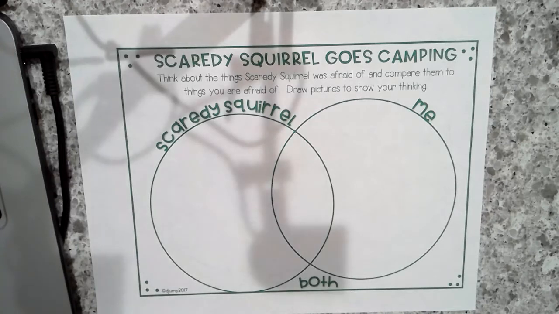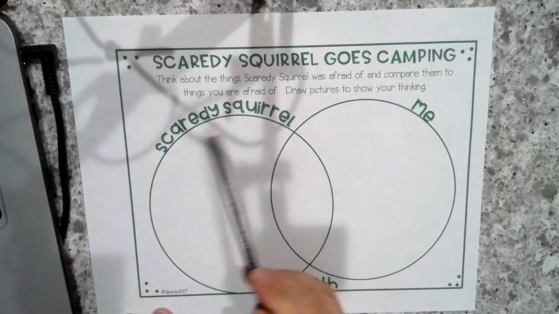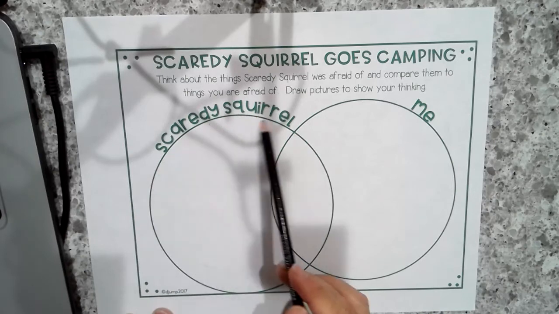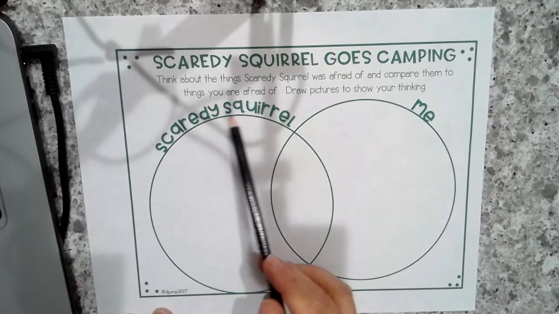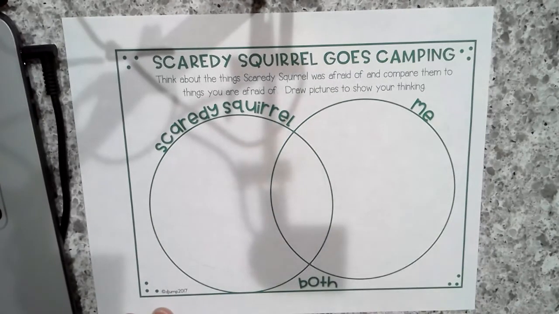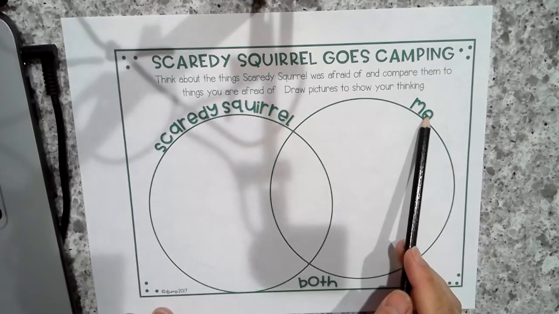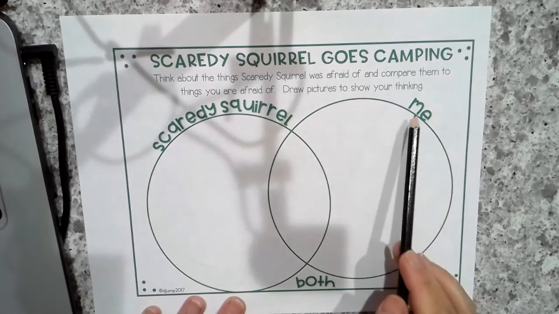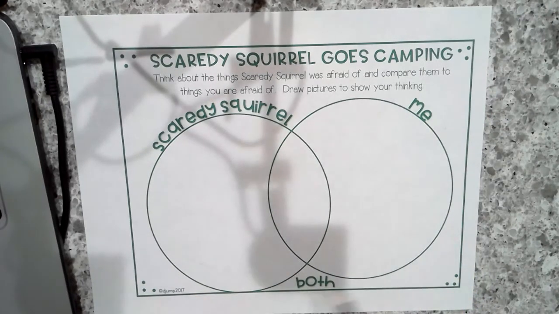All right, now that you've rewatched and you've gotten your Venn diagram together, let's just talk for a minute about what a Venn diagram means. So it's two intersecting circles. And on one side of the circle, it's all the things that Scaredy Squirrel is afraid of. So anything that Scaredy Squirrel is afraid of will go in his circle on this side. And then the other side is you, or in my case, me. And these are all the things that I'm afraid of. And all my things will go inside this circle.